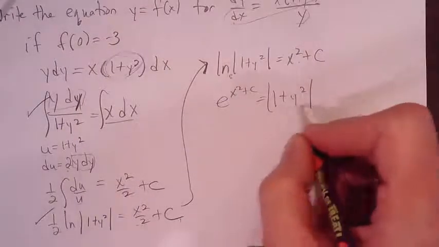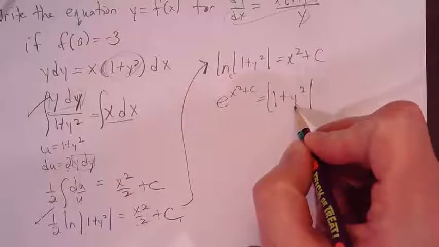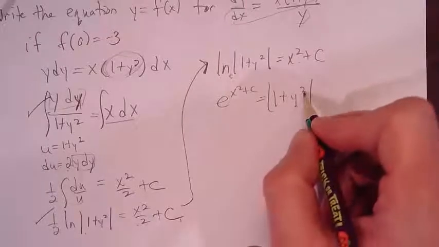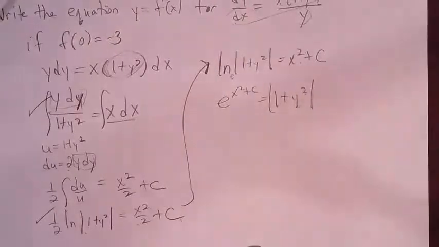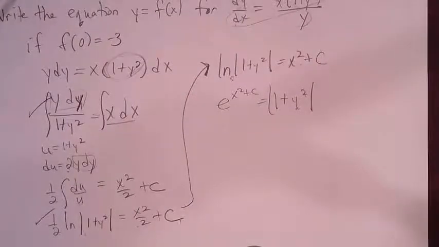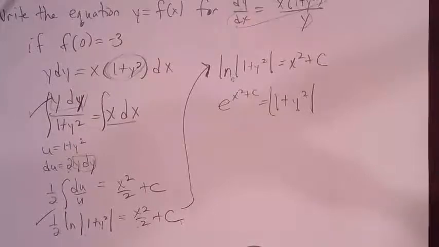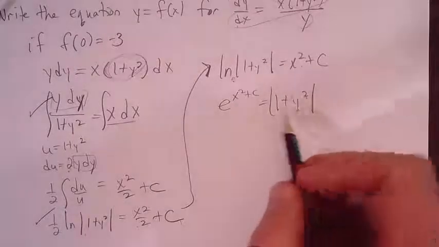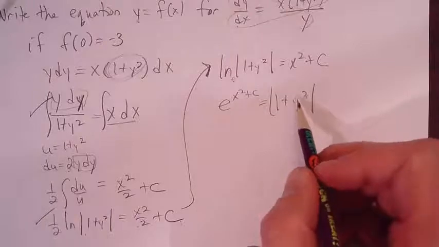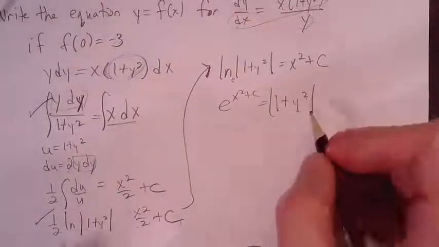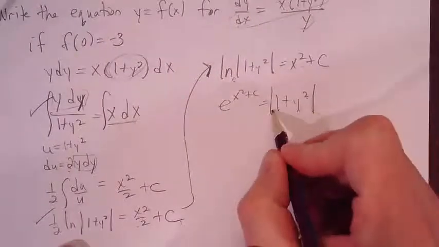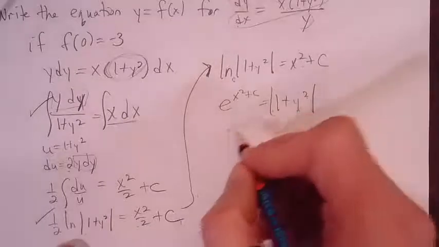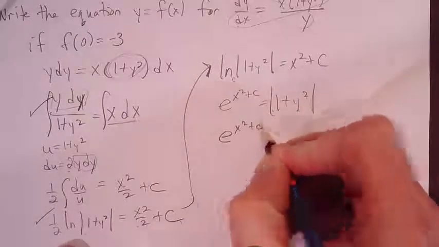Look, it doesn't matter if y is positive or negative. Because you're squaring it, you're always going to get a positive result, meaning these absolute value bars don't mean anything. So we can just disregard them in this case. We do want to subtract 1 from both sides, so we'd have e to the x squared plus c.